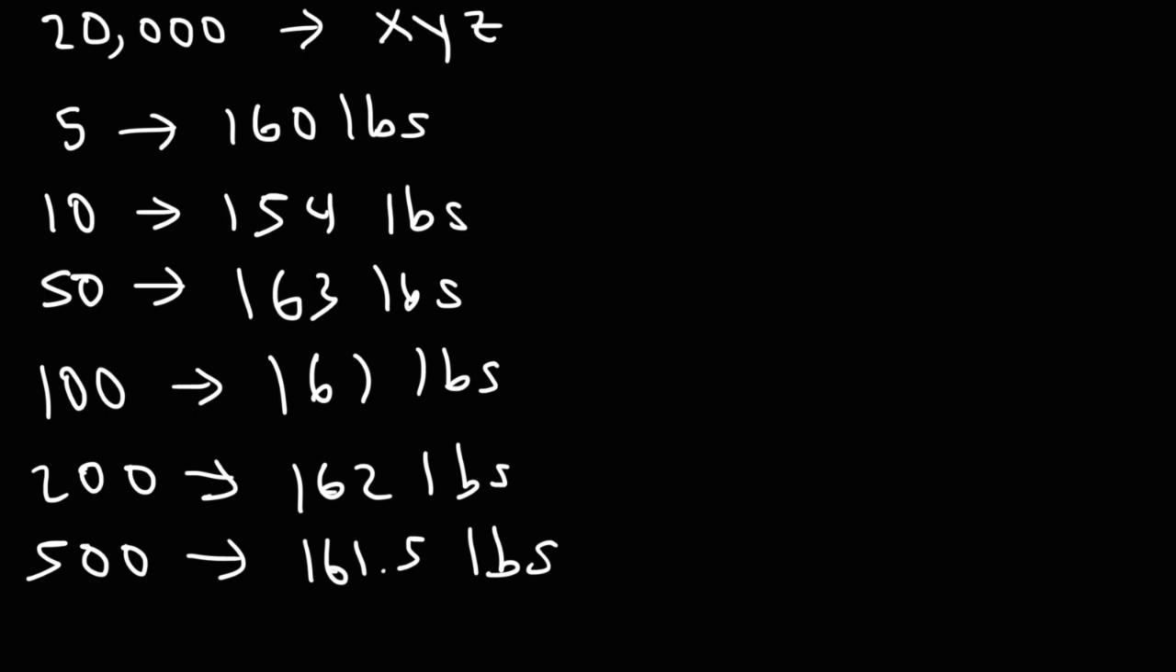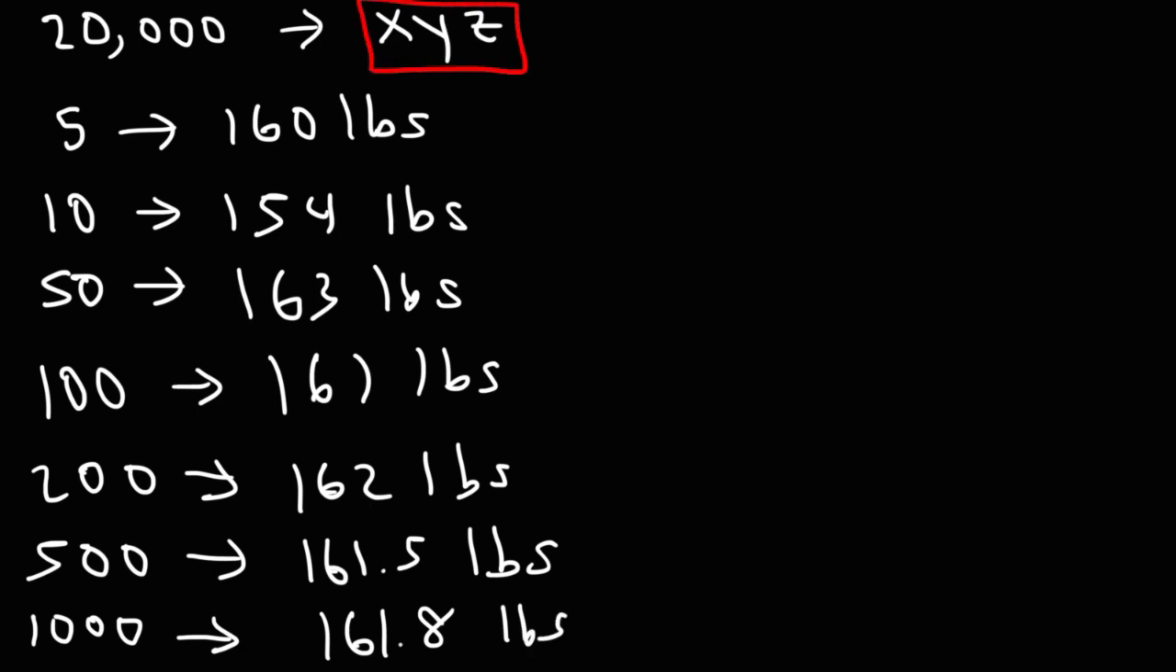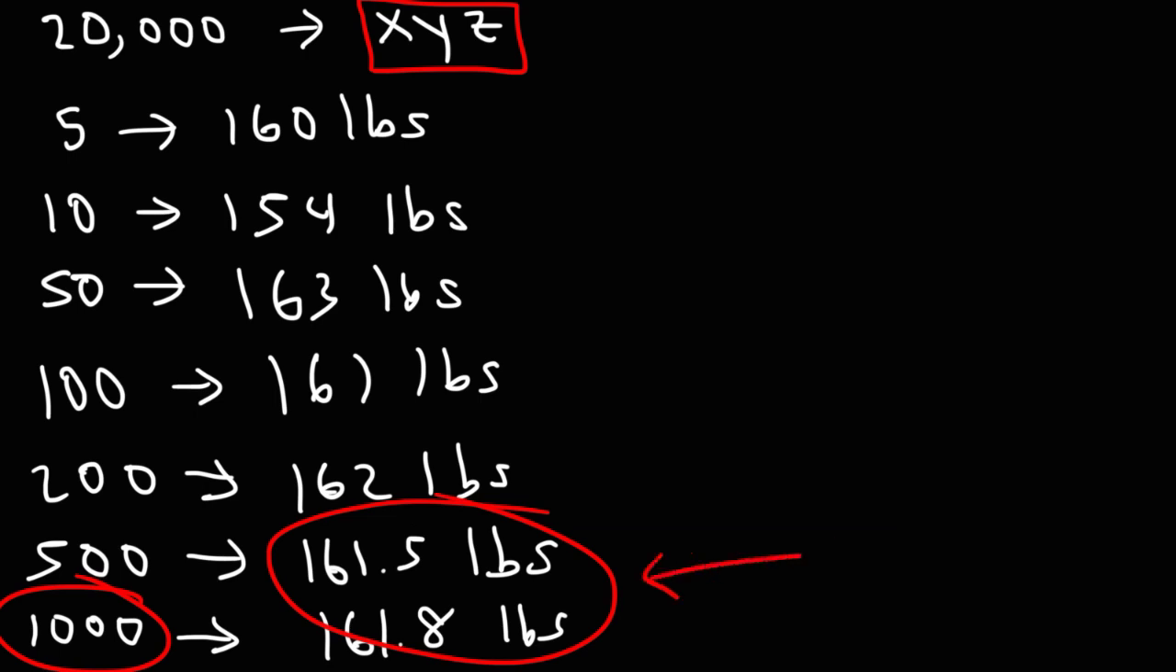We can see that the average weight of the individuals in this town is somewhere around 161, 162. If we measure 1,000 individuals, which will take a lot of work, we might find that the average is 161.8. So we could say that the average weight of people in this town is somewhere between 161 and 162, because as n became very large, we see that the average is converging to this value.